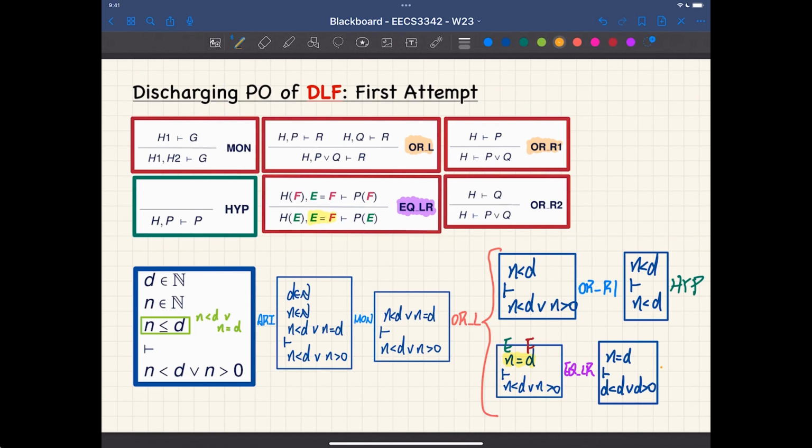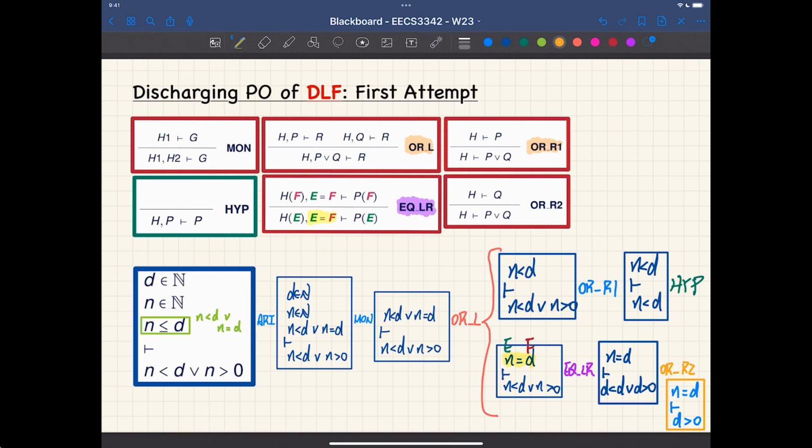Finally, we can say OR R2. And what we have is over here. N equals D, and then I'm going to drop this one here, basically. So D larger than 0. Okay, that's what we have.